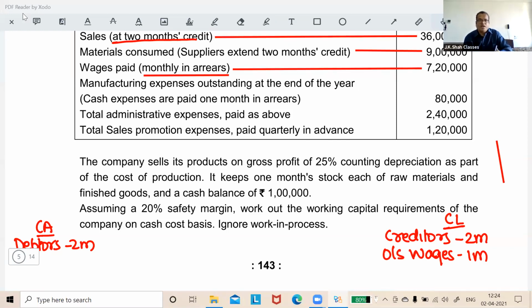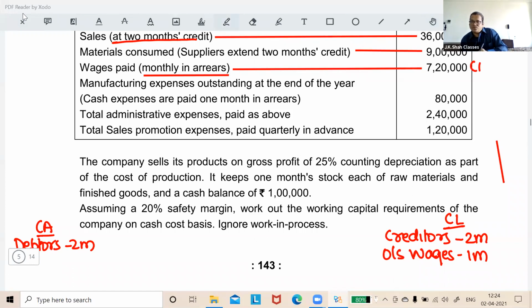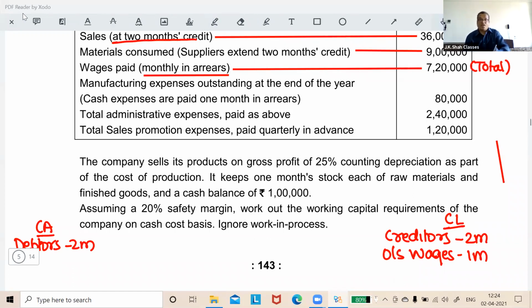Manufacturing, now see the difference. This amount which was given over here was a total wages amount. 7,20,000 was a total wages amount which comes in income statement. Material consumed is a total amount which comes in income statement. But you read these words very carefully, I will not have any kind of confusion.